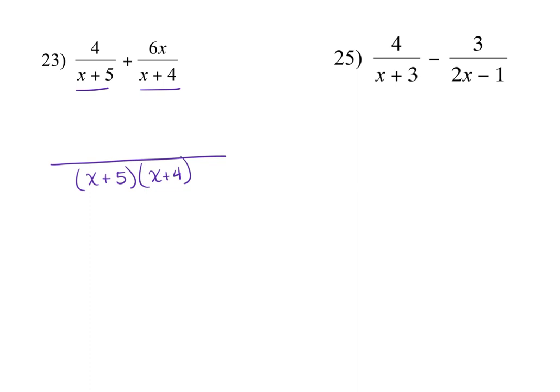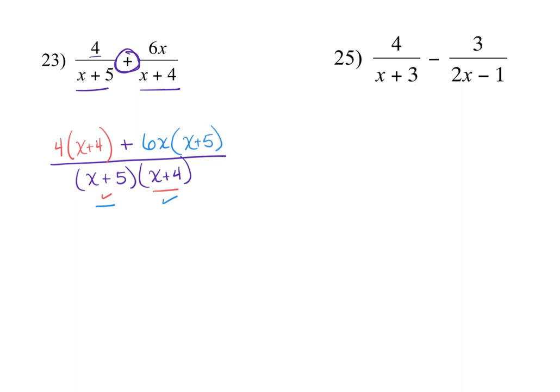All right. Then I'm going to look at my first fraction. I have a 4 in the numerator. So I'm going to write down that 4. And I'm going to say, well, what do I need? The 4 already has the x plus 5. It needs the x plus 4. So that's what I'm going to multiply by. Make sure you put whatever sign is in between them. In this case, it is a plus. Then I'm going to look at my second fraction. 6x is my numerator. It already has the x plus 4. It needs the x plus 5. So that's what I'm going to multiply by.